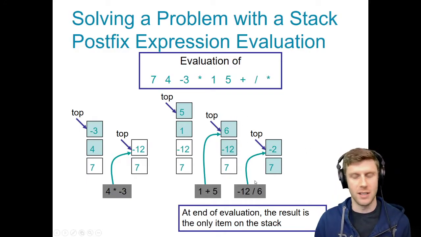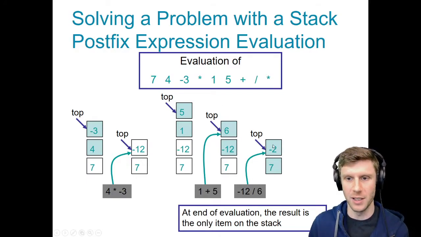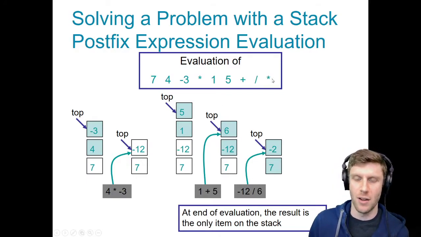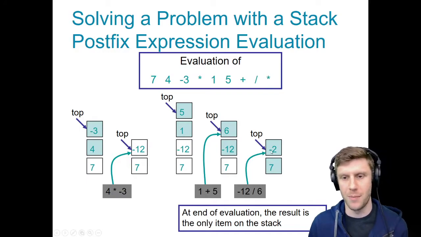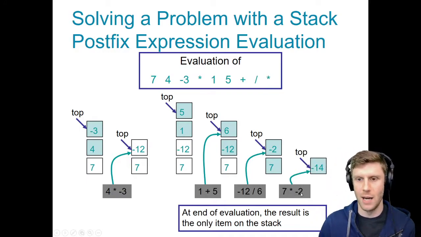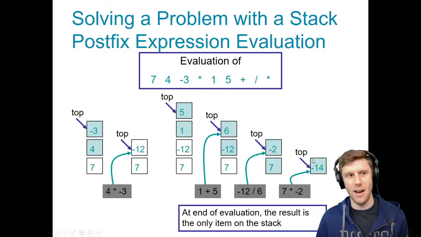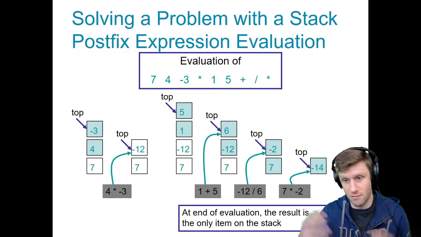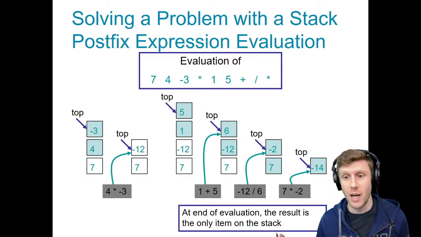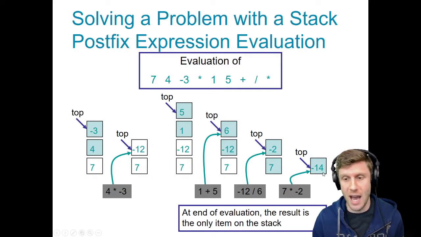But let's assume it's this order. So we get the result, it's negative 2. We see another operator, the multiplication. Well, pop 2 things, 7 times negative 2, and put it back on the stack. And you'll notice that after the whole expression is done being evaluated, we have the total, the final result there.